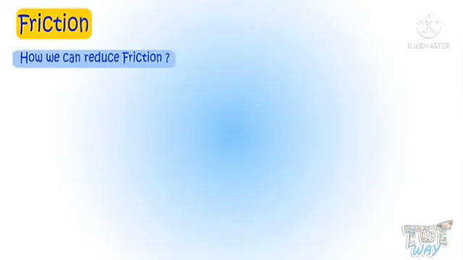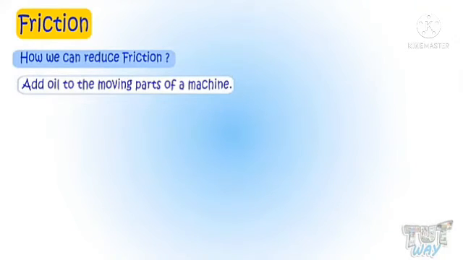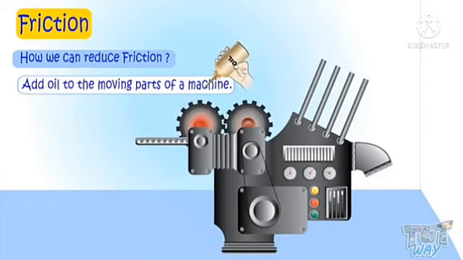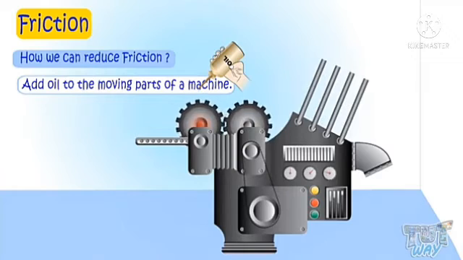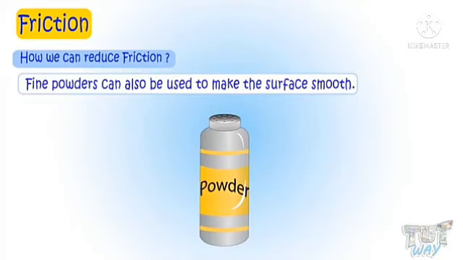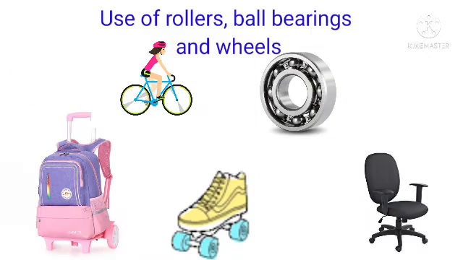How can we reduce friction? We can reduce friction by adding oil to the moving parts of a machine. So you add oil or grease, known as lubricant, to the moving parts of machines. Fine powders can also be used to make the surface smooth. Use of rollers, ball bearings, and wheels also helps to reduce friction.